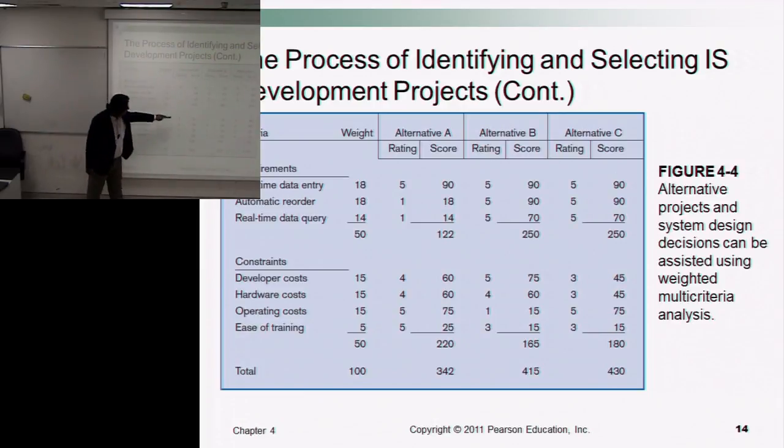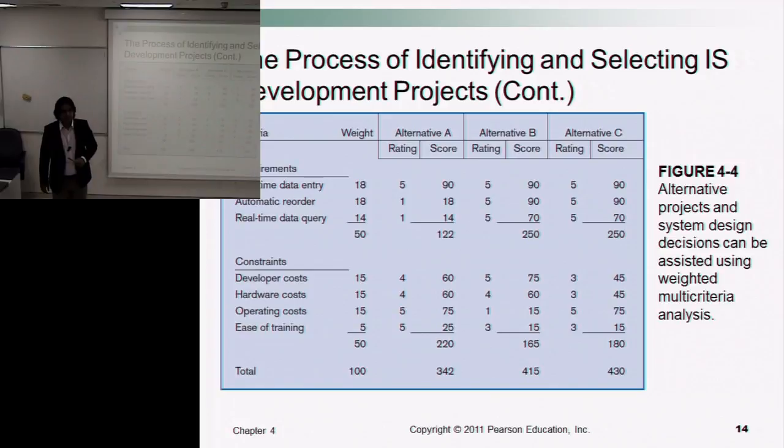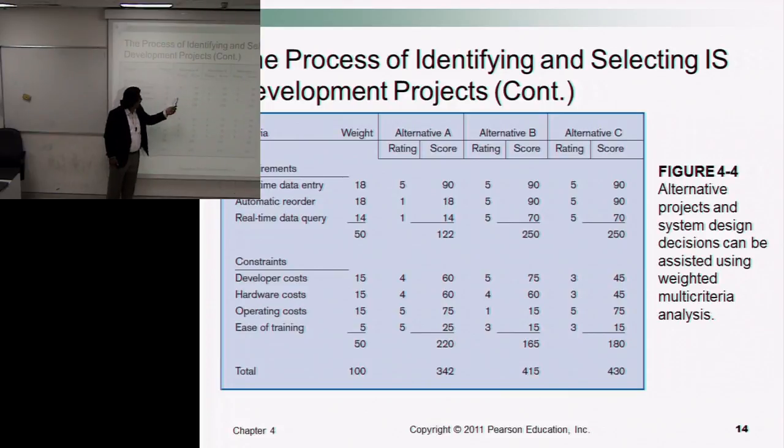So we have given ratings for all the constraints for all alternative solutions. Now what happens after given weightage and rating? Based on these two factors, we calculate their scores. These scores are calculated for each requirement. 18 times 5 equals 90. 18 times 1 is 18. So for alternative A, we have calculated certain scores for all the requirements and all the constraints. Similarly for alternative B, and then for alternative C.